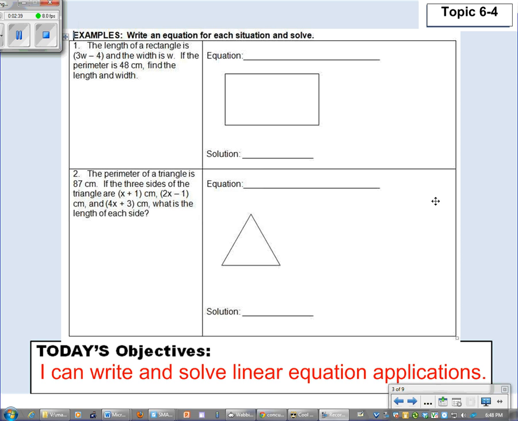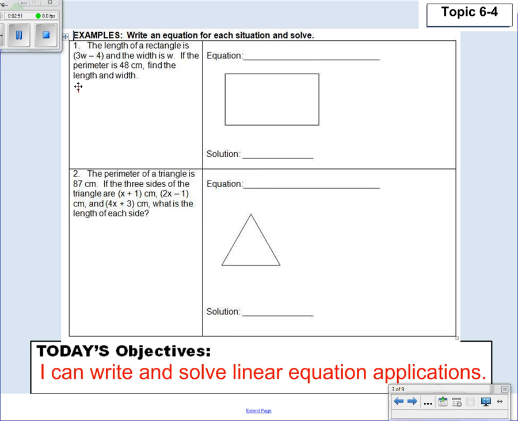You're given that the length of a rectangle is 3w minus 4 and the width is w. If the perimeter is 48, we want to find both the length and the width. The first thing we're going to do is draw our picture and label. The picture's already there, so we can just label it. The length is 3w minus 4, and I'm labeling all sides. The width is w.